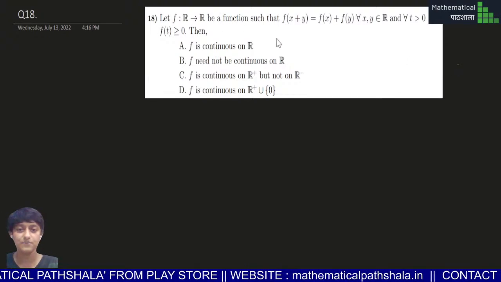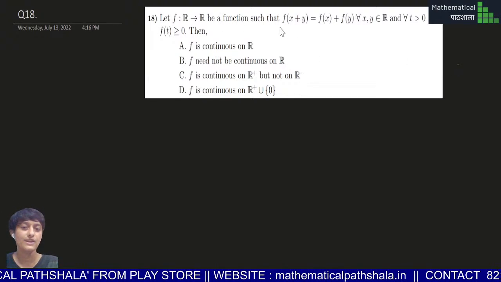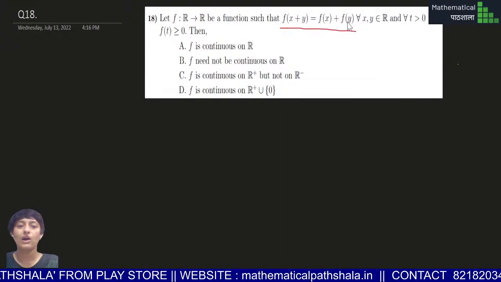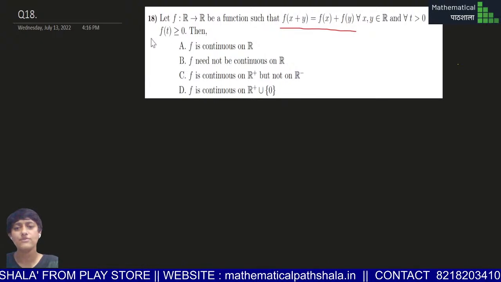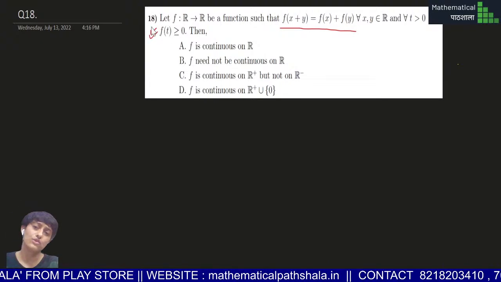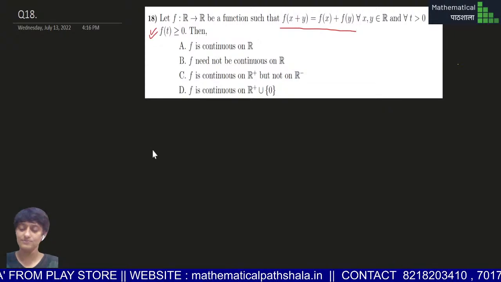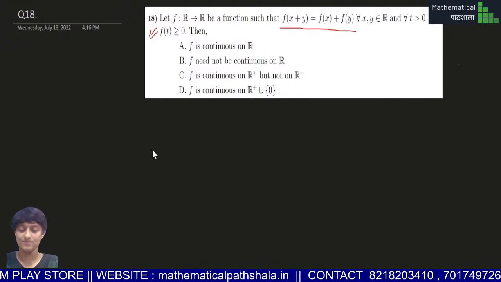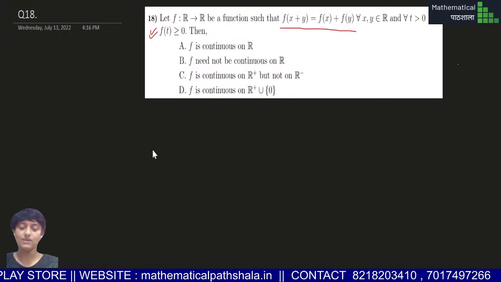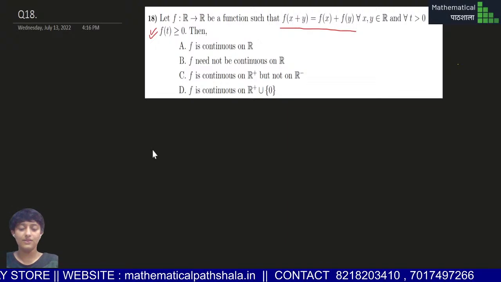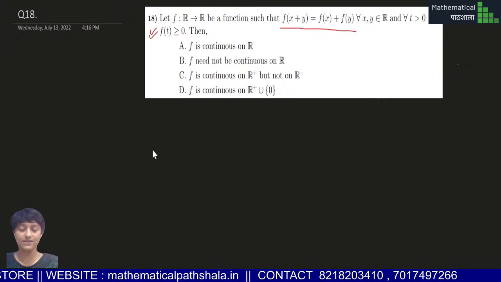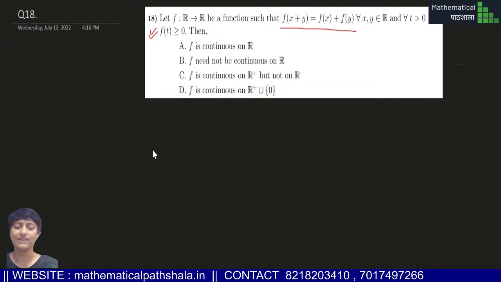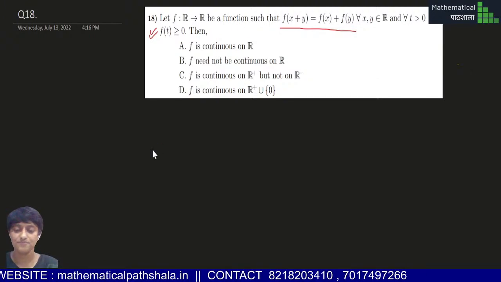This is question number 18. We are given f of x plus y is equal to f of x plus f of y, and for t greater than 0, f of t is greater than or equal to 0. So what have you got? What is the answer? Can anyone tell me? Have you tried this question? Yes, ma'am. Okay, please tell me what you have got. Even if you have not tried, just tell me what you feel the answer should be.